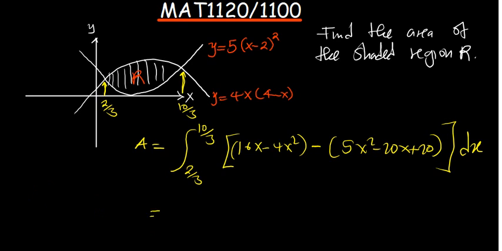So this is going to be the integral between the limits 10 over 3 and 2 over 3. Now I'm going to subtract like terms. So this is 16x minus, I'll go to what has got x.